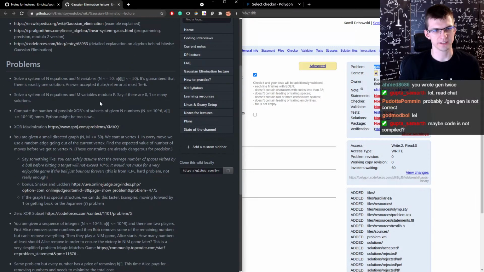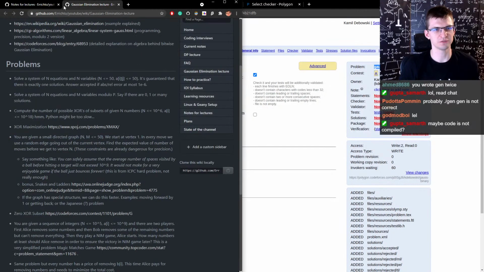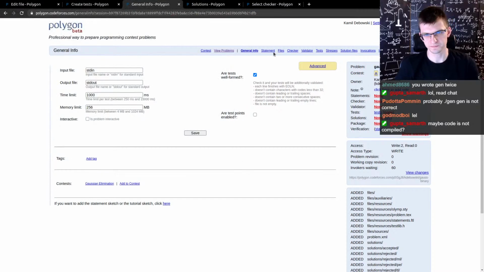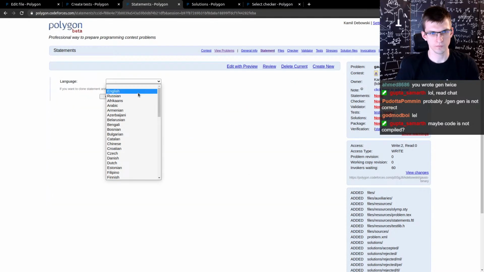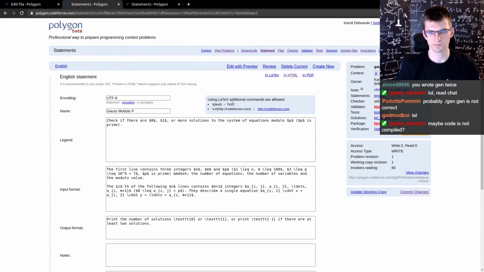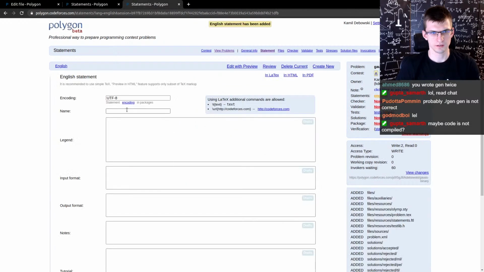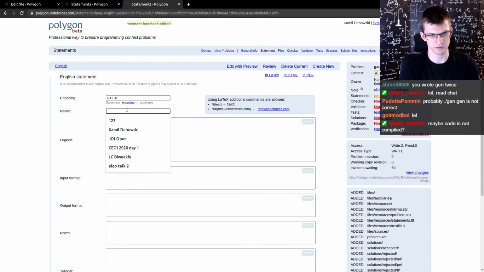Number of possible XORs of subsets of given n numbers. I wrote it twice even because I have two sets of nodes. All right, let's go with that. The statement will this time be different. Gauss modulo P. How do we call this? Count XORs.